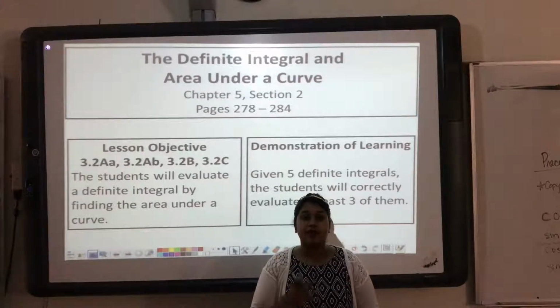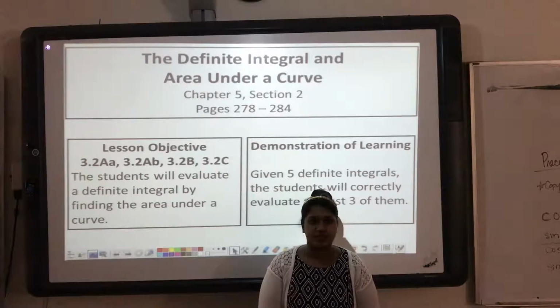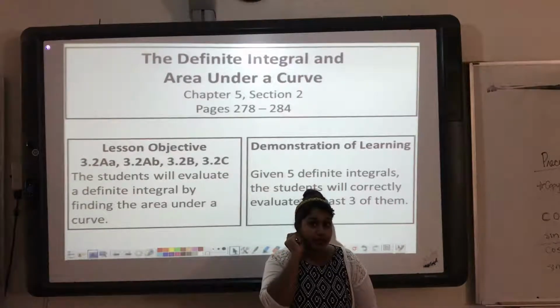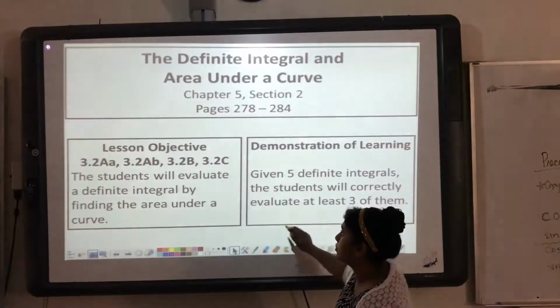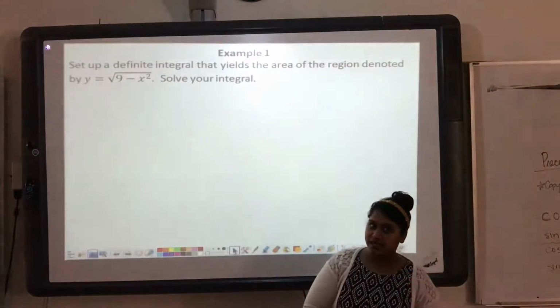Okay, so today we're talking about Unit 6.2, which is our definite integral. Last time we talked about approximations under the curve with our area. Now we're actually going to try and figure out true area under the curve using our definite integral. Okay, the first one we're going to look at is y equals the square root of 9 minus x squared.